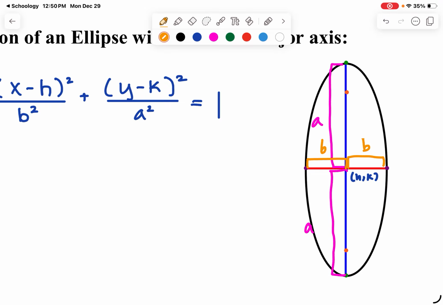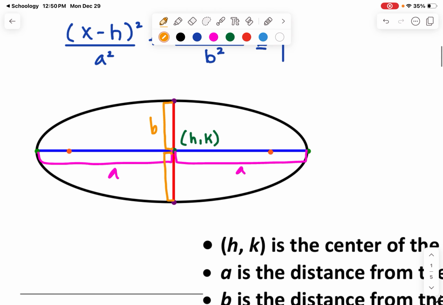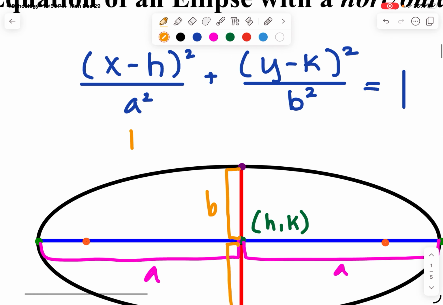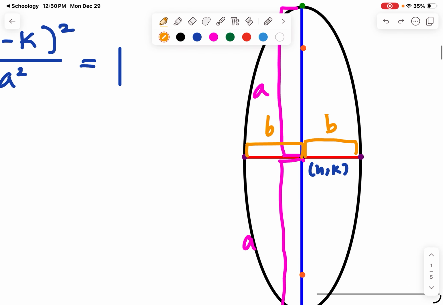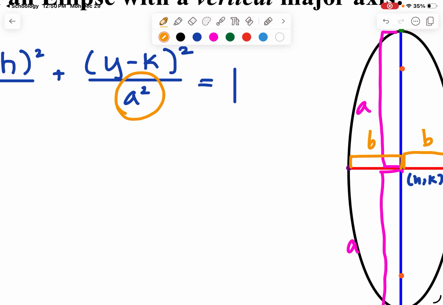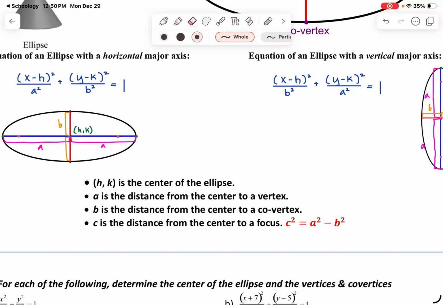B. So if these equations look that similar, how the heck do we tell the difference between the two, right? So look at this right here. What's bigger in this picture right here, A or B? A is bigger. So this will be bigger on a horizontal ellipse. Looking at this one, what's bigger in this picture, A or B? A is bigger. So this will be bigger on a vertical ellipse. So you can tell if it's vertical or horizontal by which denominator is bigger. If the first denominator is bigger, it's horizontal. If the second denominator is bigger, it's vertical.